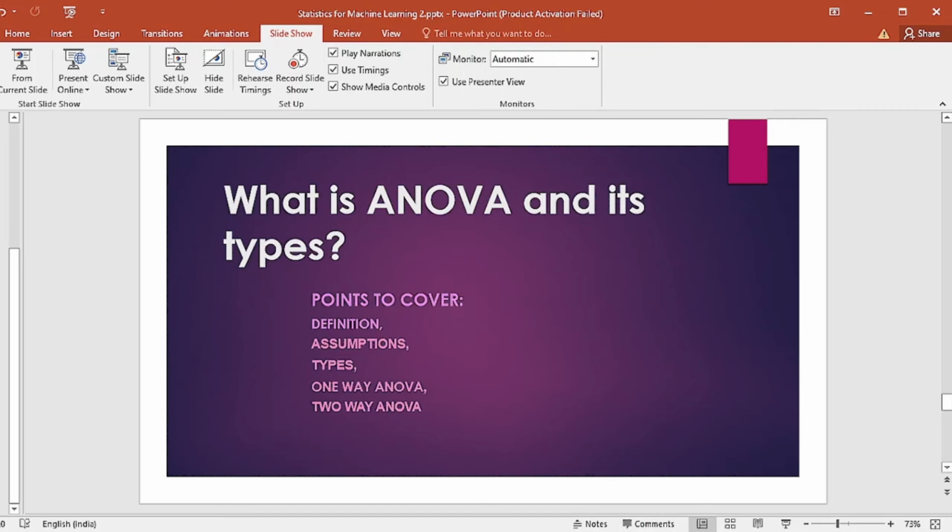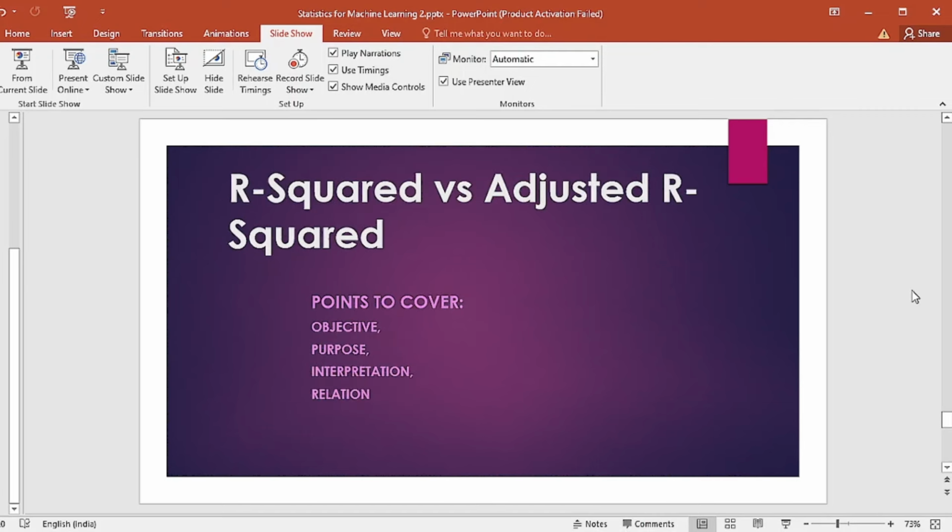Next question is R squared versus adjusted R squared. While evaluating the performance of a regression model, two metrics often take center stage: R square and adjusted R square. These statistical measures are crucial for assessing how well a model explains the variation in the dependent variable, but they serve different purposes and provide distinct insights.